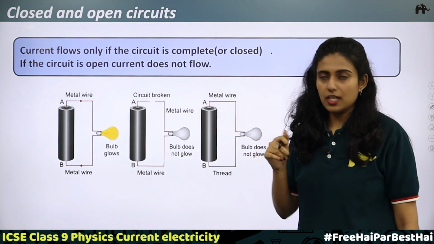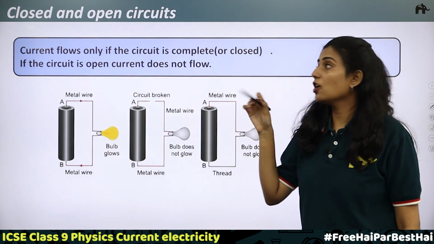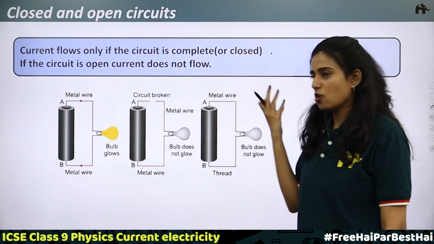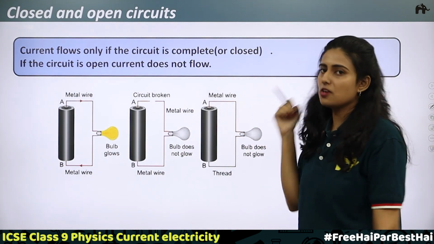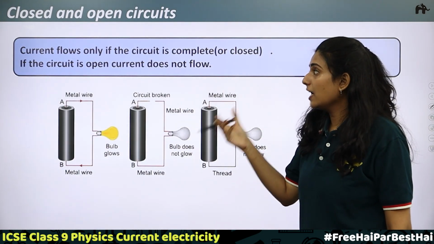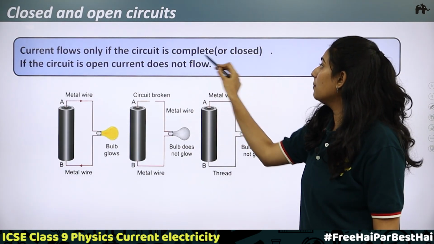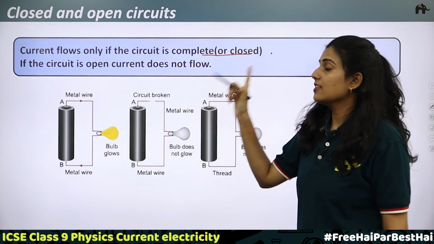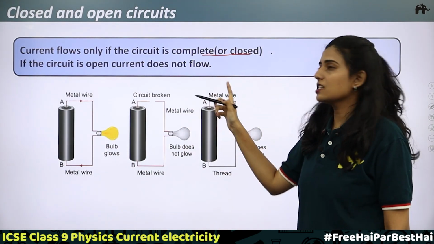It is broken. So what happens? The current cannot flow through the circuit and the bulb does not glow. If the bulb is the device used, it does not glow. In that case, we call it an open circuit. So current flows only if the circuit is complete, a closed circuit. If the circuit is open, current does not flow.